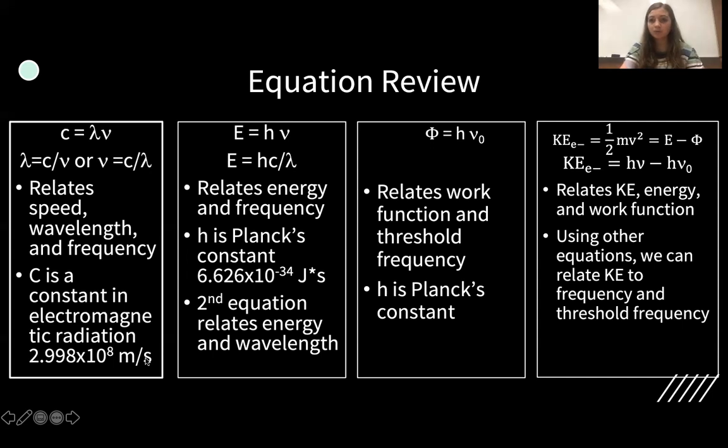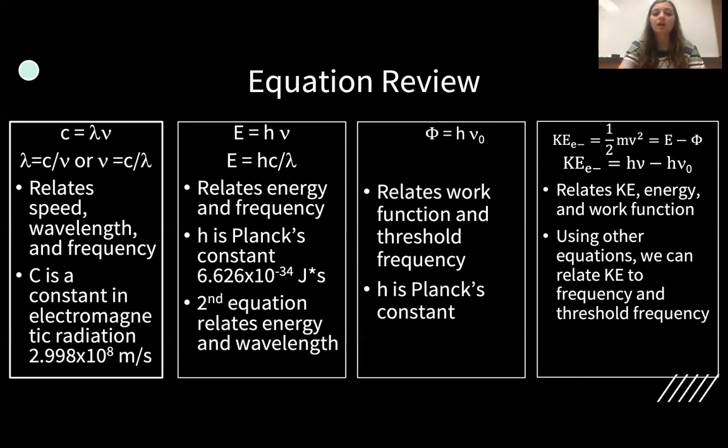The next equation we're going to review is E equals h nu. So energy equals Planck's constant times the frequency, and like I said, relates energy and frequency. Remember that h is Planck's constant, 6.626 times 10 to the negative 34th joule seconds. And this second equation, energy equals Planck's constant times the speed of light divided by wavelength, is found by using the first equation solved for frequency and just replacing the frequency with the speed of light over the wavelength. And that is going to relate energy and wavelength and can save you time from doing multiple steps in the equation.